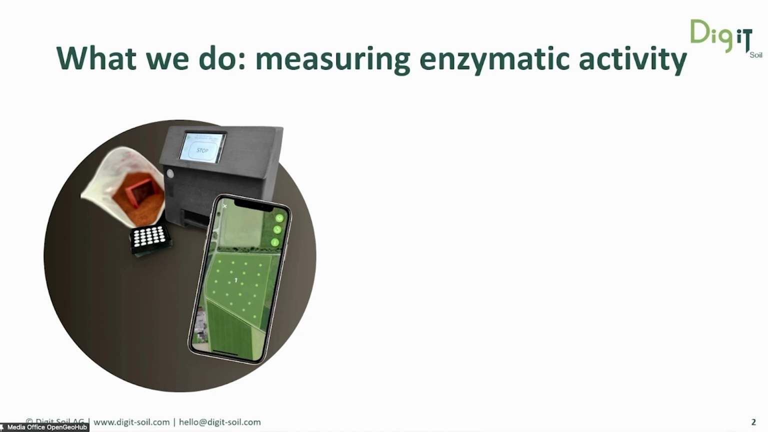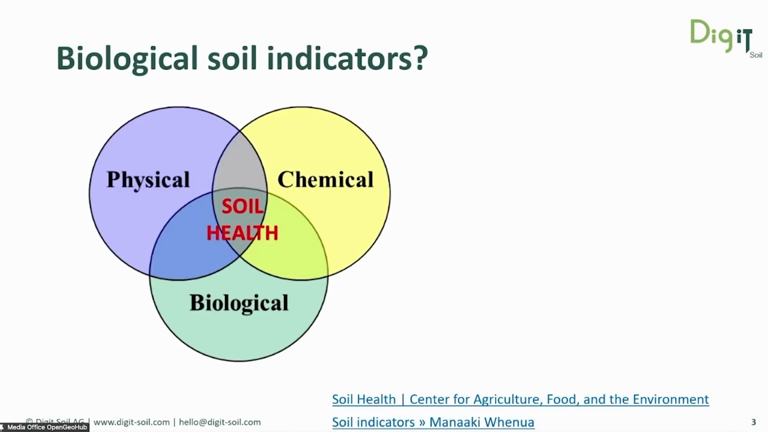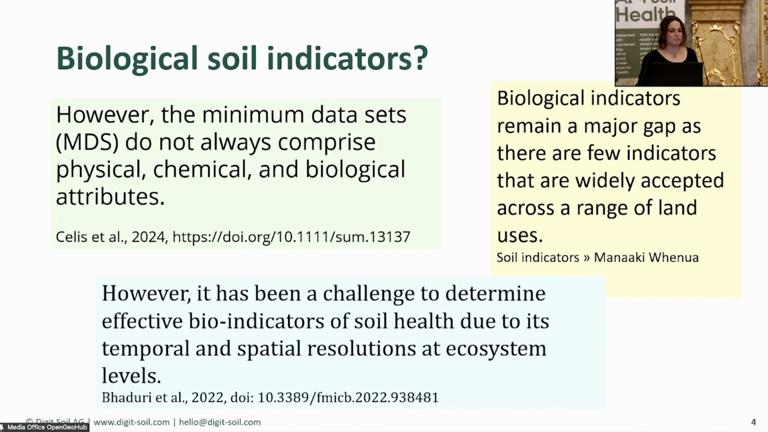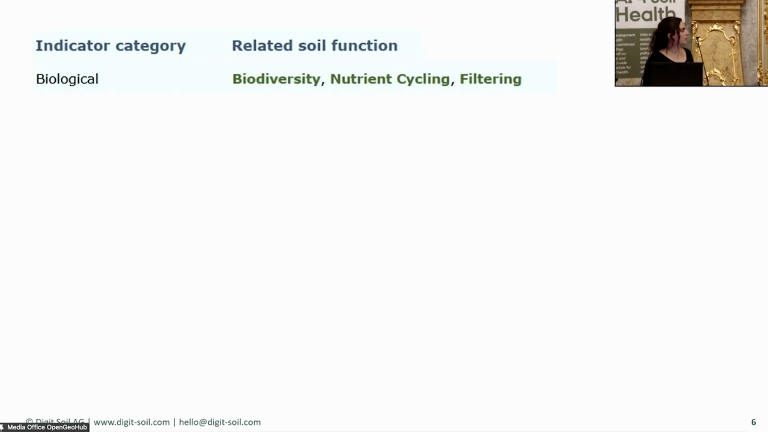So enzymatic activity is a biological soil indicator. And if you look at soil indicators, they're physical, chemical, and biological ones. But it happens to be that very often if researchers measure a minimal data set, biological indicators are underrepresented. The reasons are manifold, but very often there are very few indicators that are widely accepted among the community, but also that the spatial and temporal resolution is really bad, which is often because it's difficult to measure or very expensive. And if we look at biological indicators, the soil functions that you look at with them are either biodiversity, nutrient cycling, or filtering, for example.